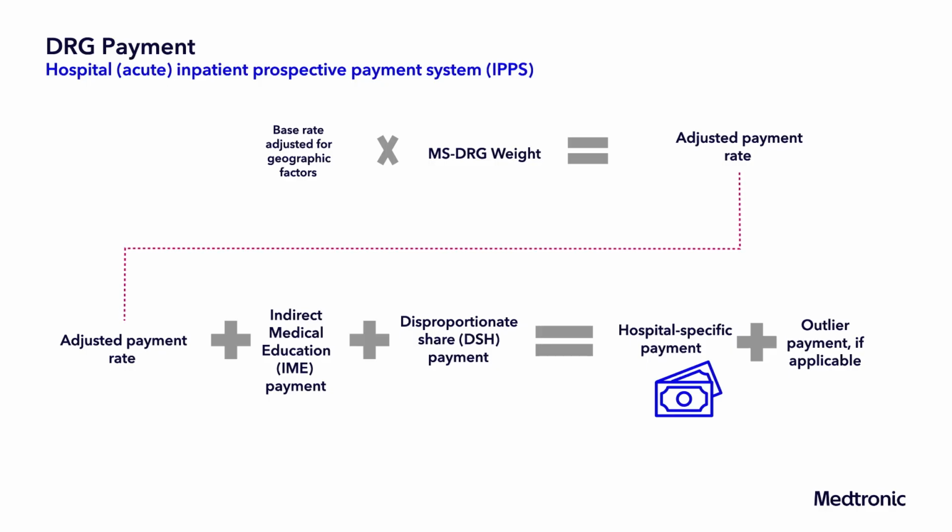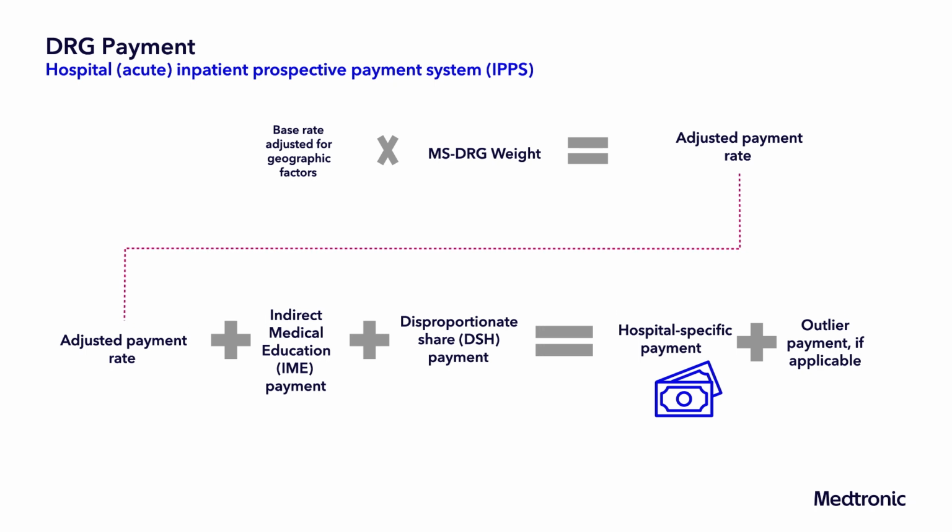The payment system for acute hospital inpatient services is referred to as the Inpatient Prospective Payment System, or IPPS. Under the IPPS, each case is categorized into a diagnosis-related group, or DRG. Each DRG has a payment weight assigned to it based on the average resources used to treat Medicare patients in that DRG. The base payment rate is divided into labor-related and non-labor share. The labor-related share is adjusted by the wage index applicable to the area where the hospital is located. This base payment rate is multiplied by the DRG relative weight.